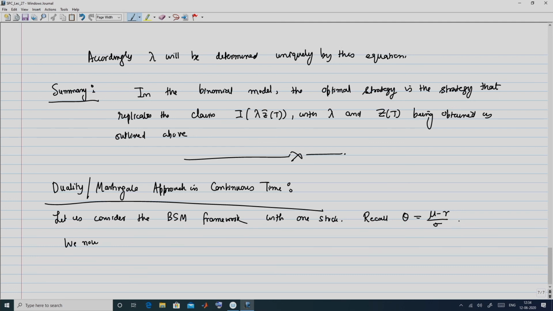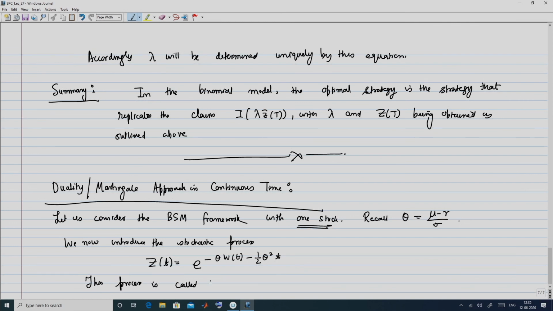So, we now introduce the stochastic process which I will define as z of t. This is basically the same z as before, but in the continuous time setting, given by e raised to minus theta W t minus half theta square t, where the asset price follows the geometric Brownian motion. And this process is called the risk neutral density. So, this is the equivalent of the z that we had in the discrete time case.